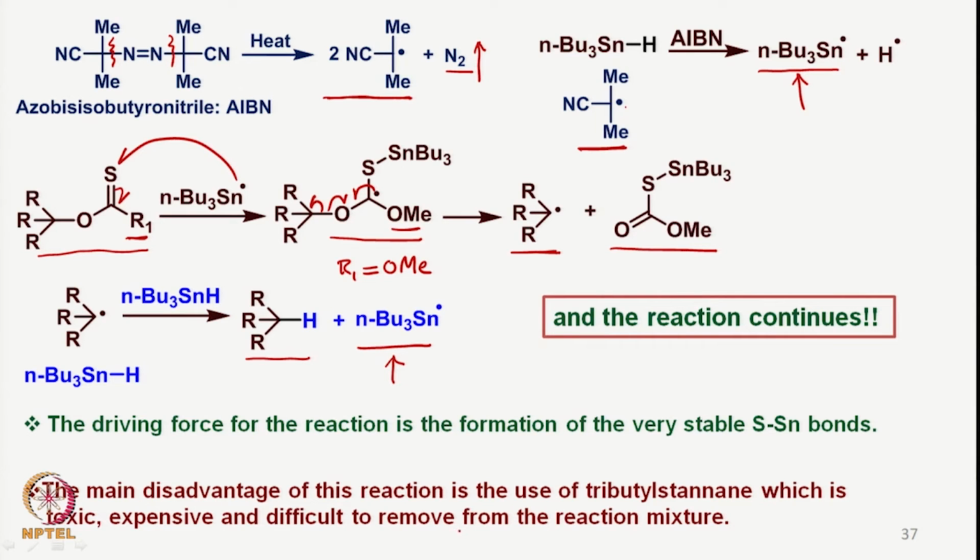Instead of benzoyl peroxide, here we are using AIBN, which is generating a radical like this. So the driving force, of course, here you take the radical from here and then you generate this tributyltin radical. The driving force for the reaction is the formation of the stable sulfur tin bond.